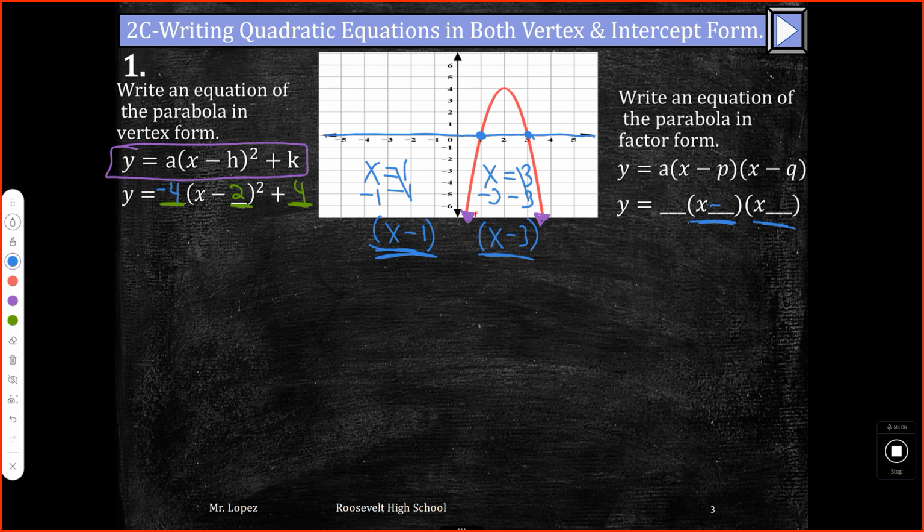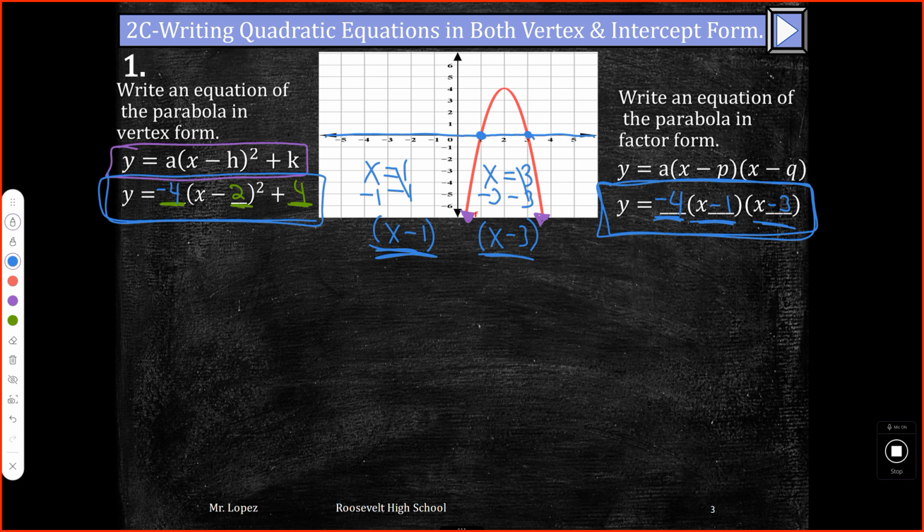So x minus 1 is a factor, and then x minus 3 is another factor. The a value here is the same. It doesn't change because we're looking at the same parabola. It will be -4. So we got both of these equations now. They both describe the parabola given here. What we're going to do now is expand each one of these two and see if they equal each other.